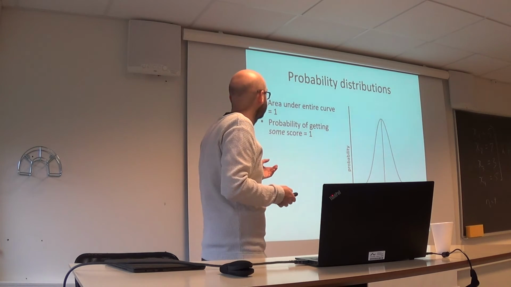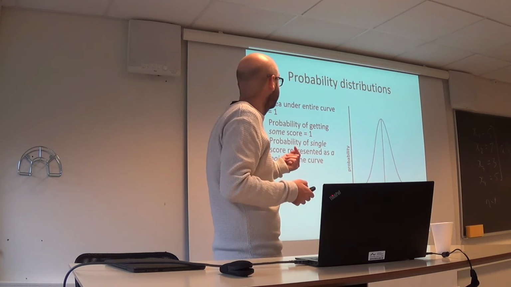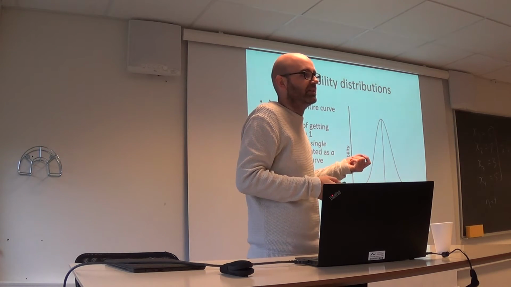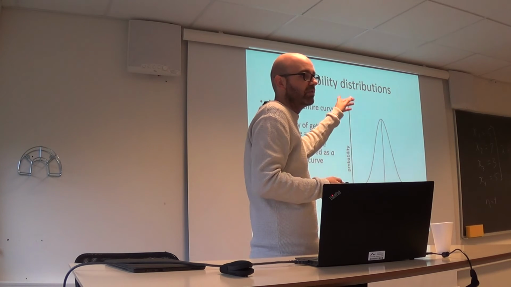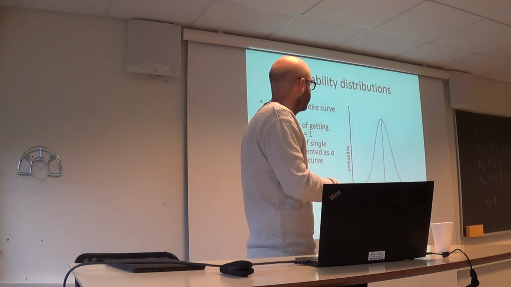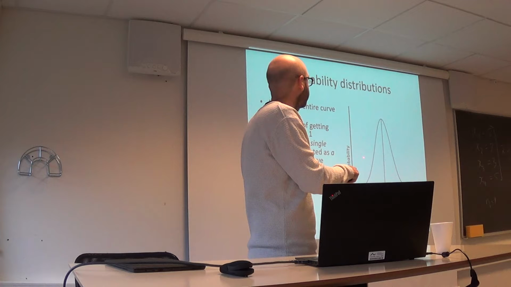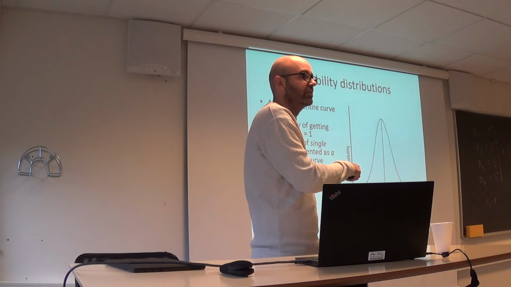And now we can represent the probability of getting a single score. The way we do that is to just look at the point on the curve. So the probability of, say, getting this value, so if this is the score and this is the probability of getting this value, is just here. Okay?